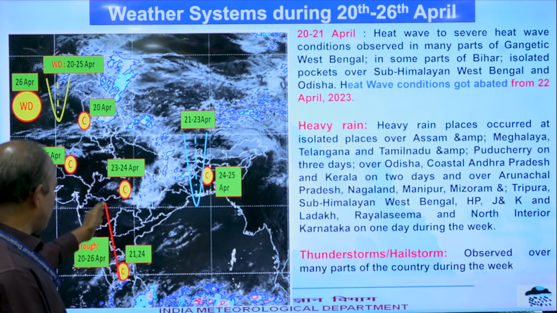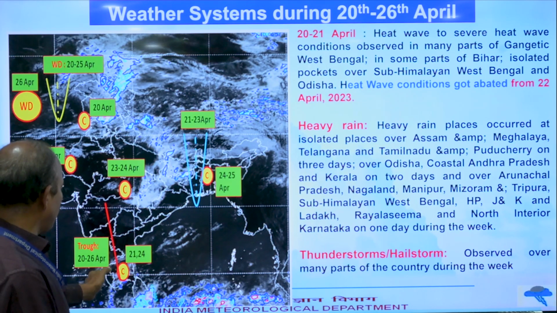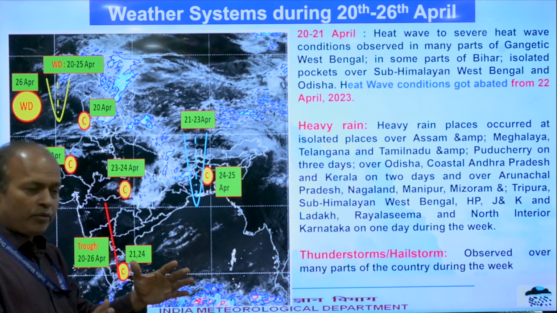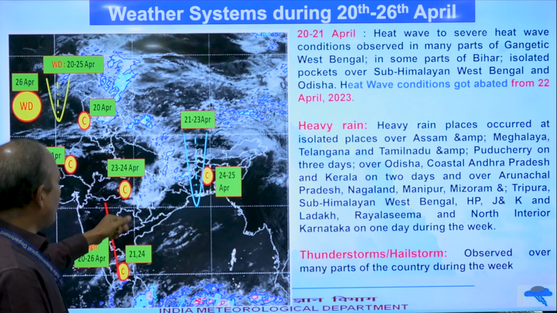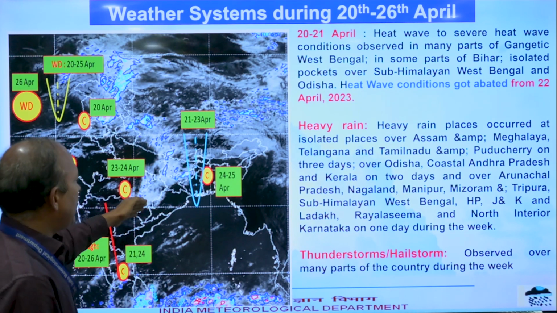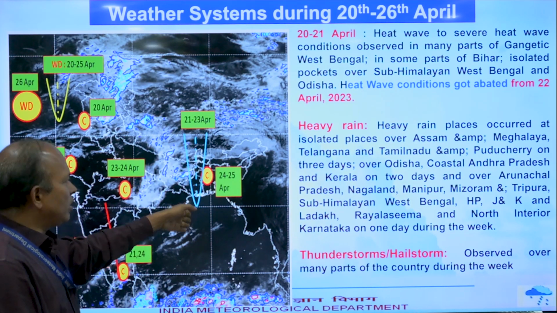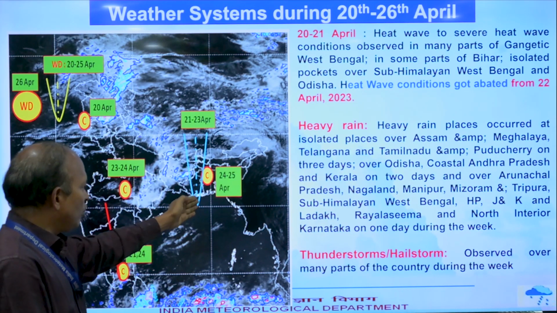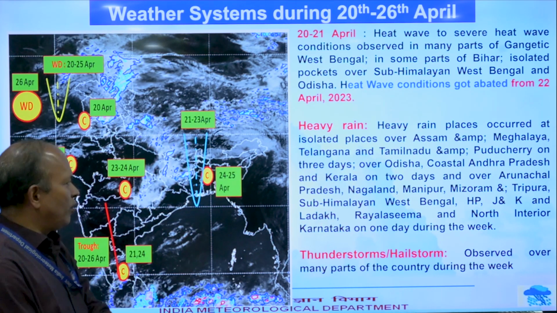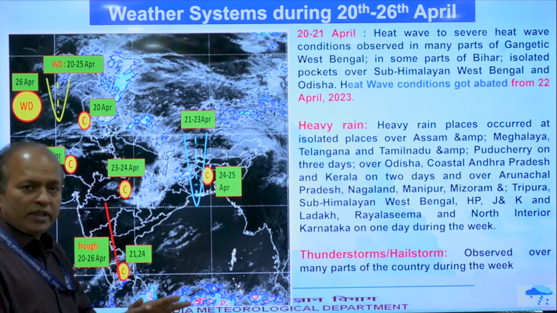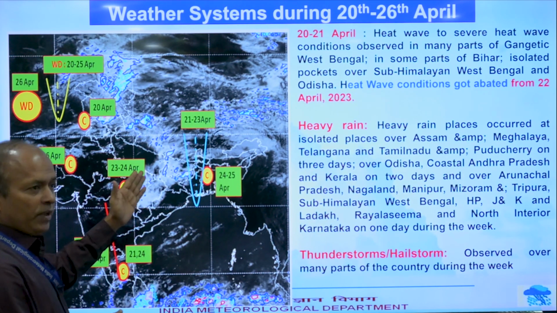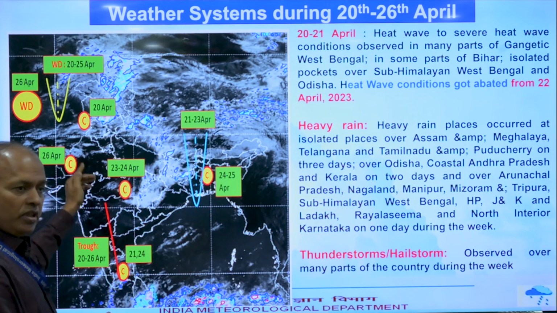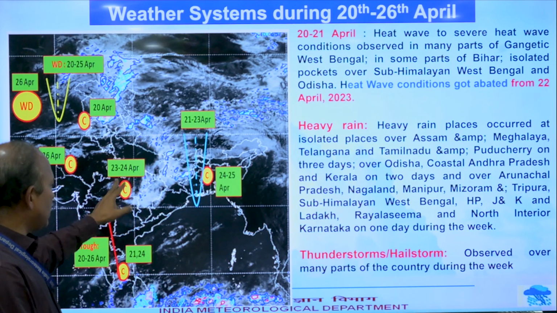If you see, there is a trough in the discontinuity during 20 to 26. So the entire week this trough was prevailing, and also cyclonic circulation. And over northeast India, there is a north-south trough during 21 to 23 April, and also cyclonic circulation during 24 to 25. So overall during this week, there was passage of WD, cyclonic circulation, trough and discontinuity, and also a north-south trough.